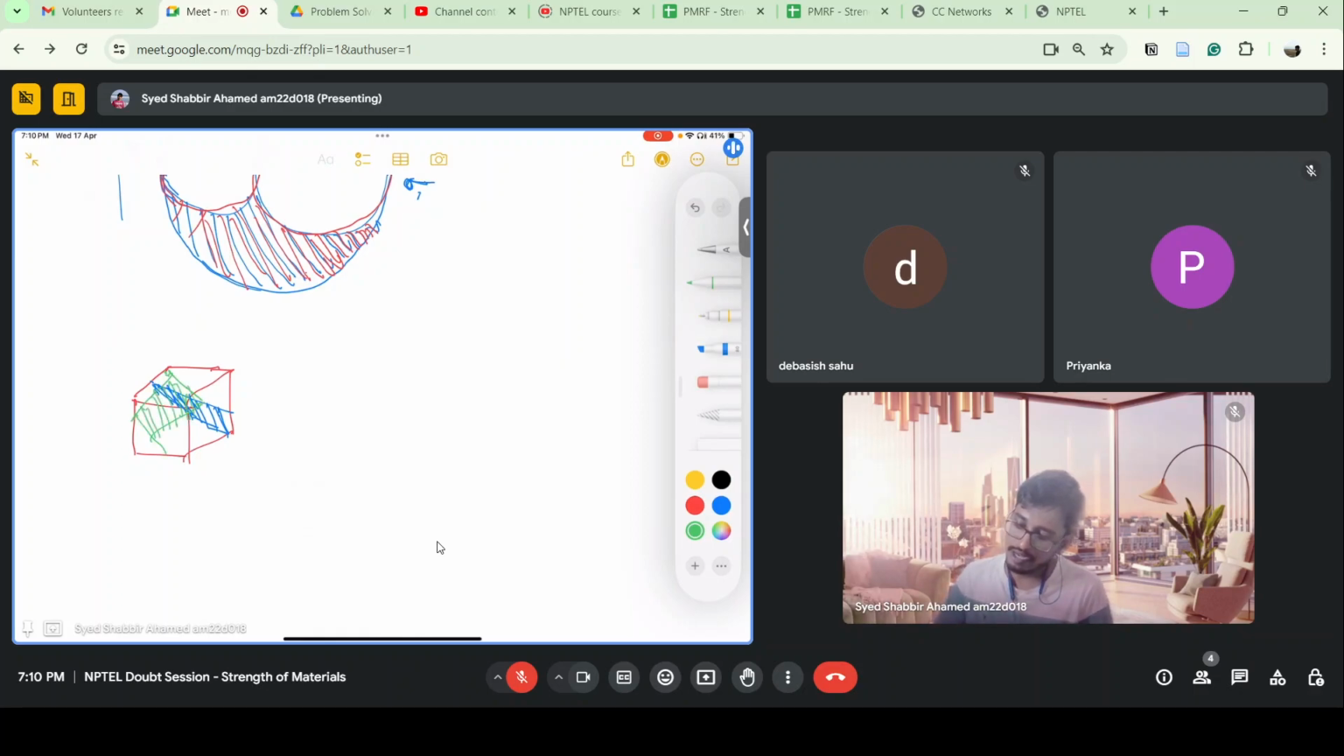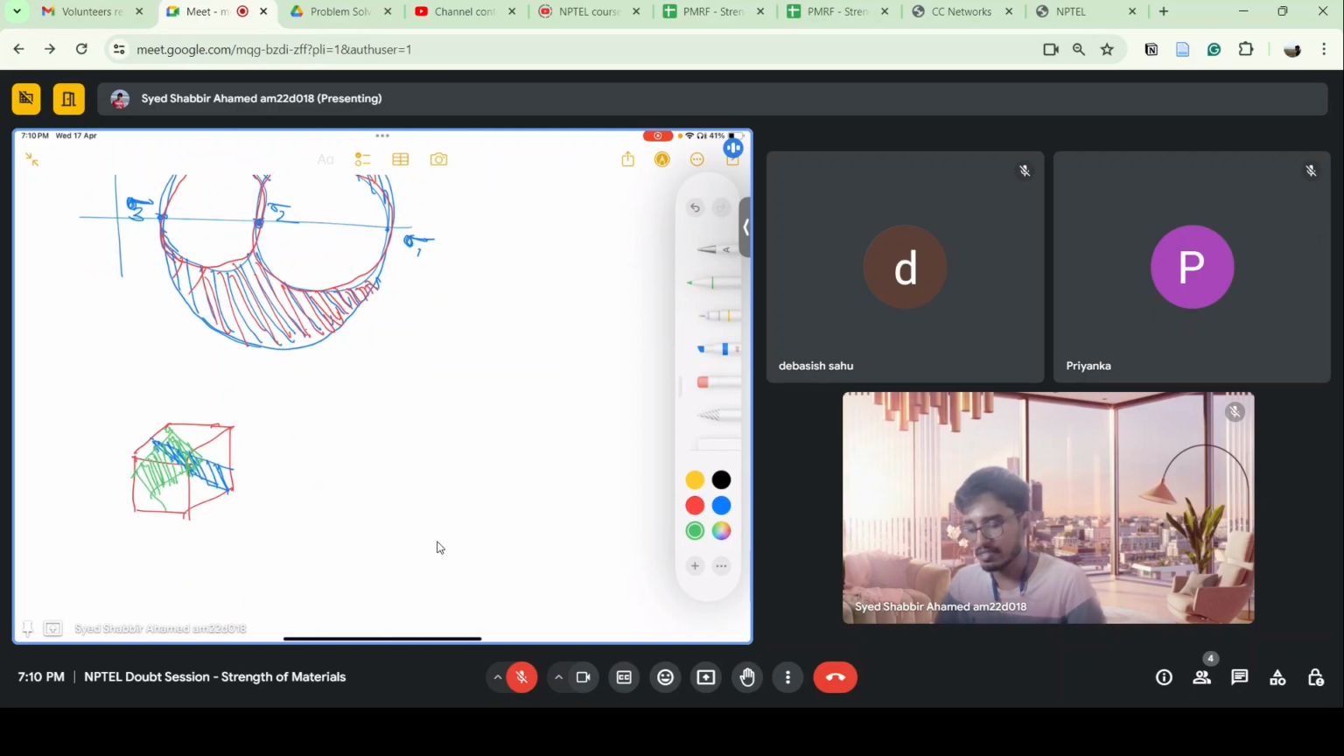So I can take any plane. A lot of planes I can take. So it depends. I have to know, for a 3D thing, the direction cosines of the normal of the plane.